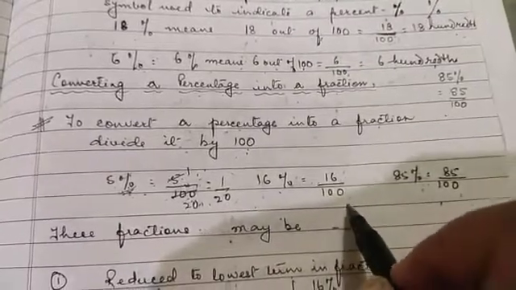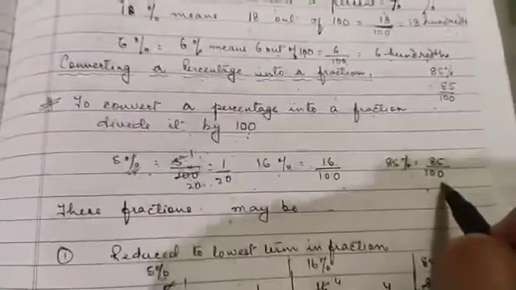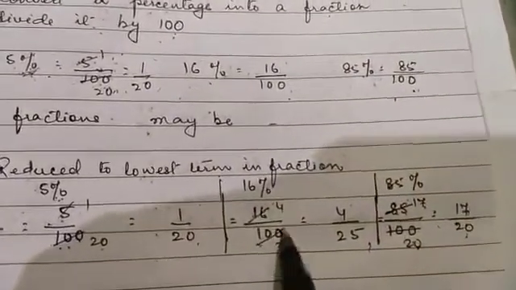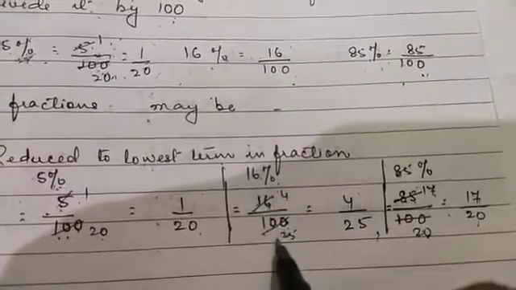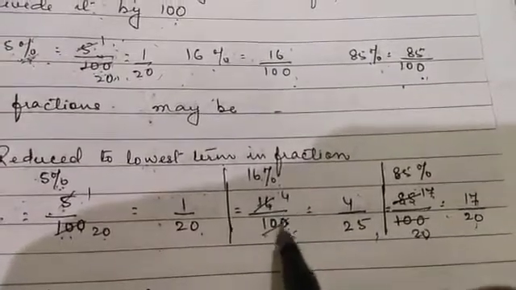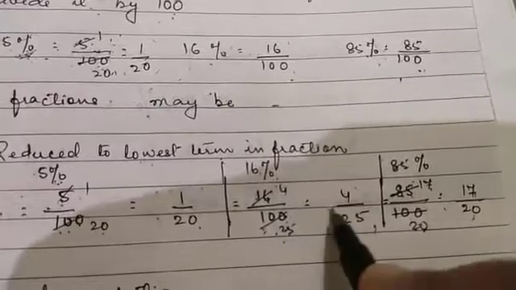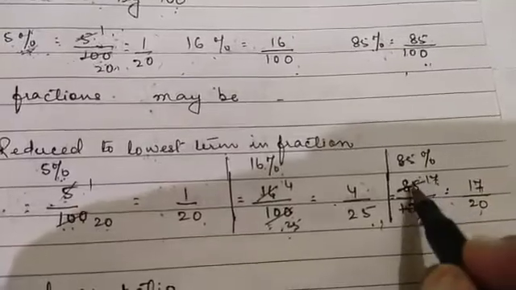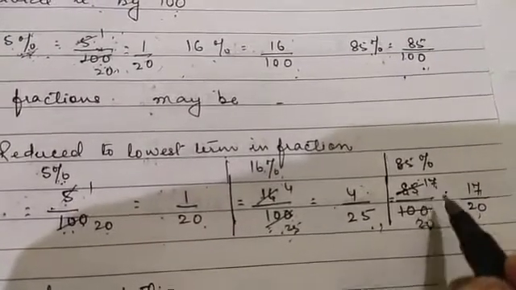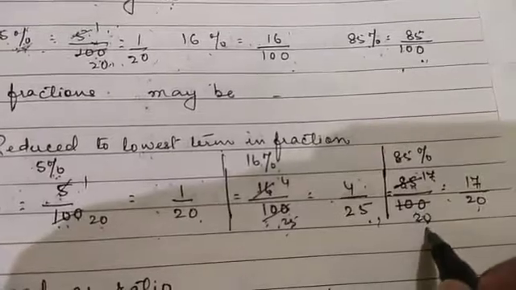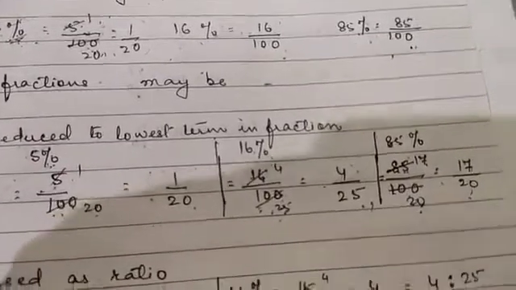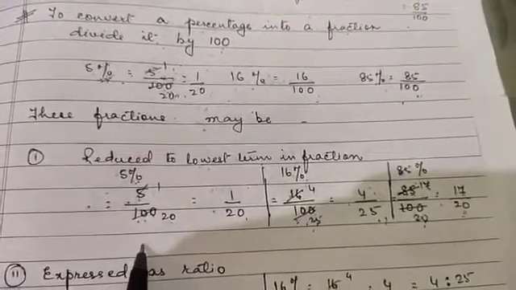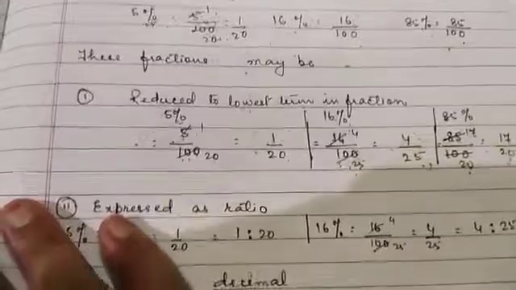16% is 16 by 100, 85% is 85 by 100. These fractions I have reduced to lowest term over here. 16 by 100: 4 4s are 16 and 4 25s are 100, that is 4 by 25. Similarly, 85 by 100: 5 17s are 85 and 5 20s are 100. So this is 17 by 20.